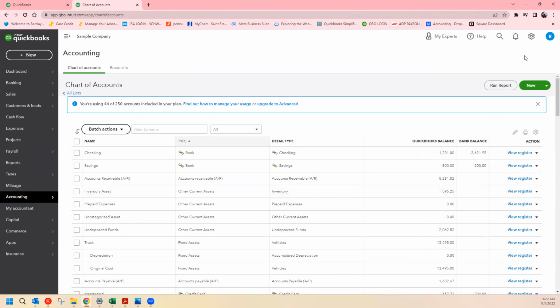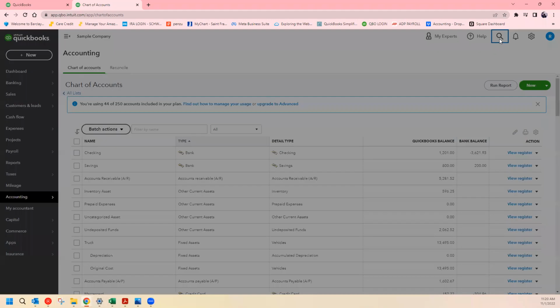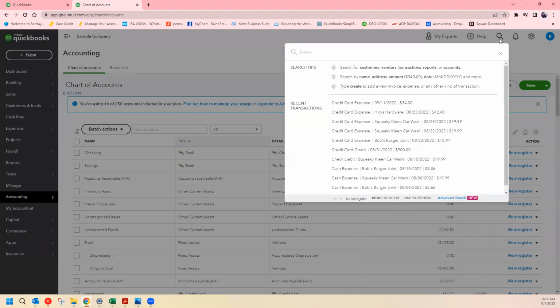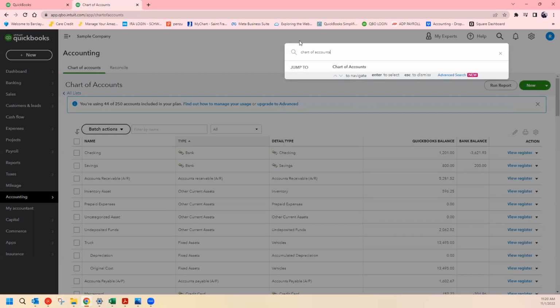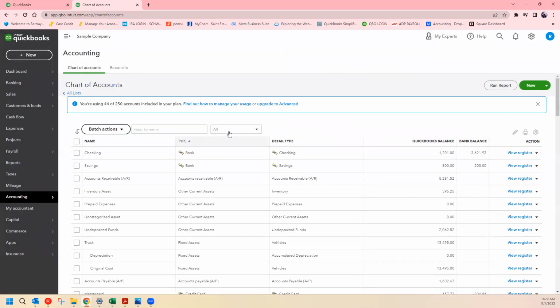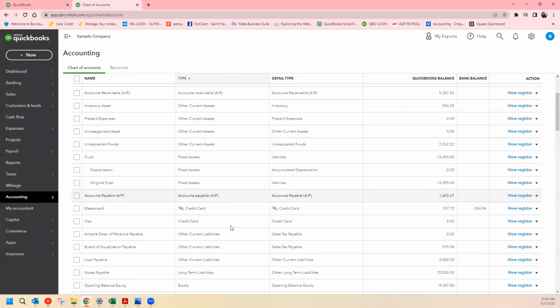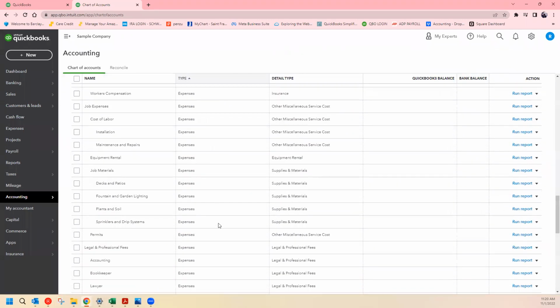Also, another quick fact: if you want to search anything in QuickBooks Online, this is the main reason I love QuickBooks Online over QuickBooks Desktop. This little search bar here, you can look up anything. If you need to look up a specific transaction, or a specific report, you can look up profit and loss. It's going to show you anything with those words in it. If you want to look up chart of accounts, say you don't want to click into all that stuff, bam, love it.